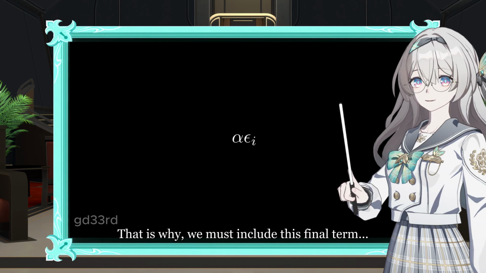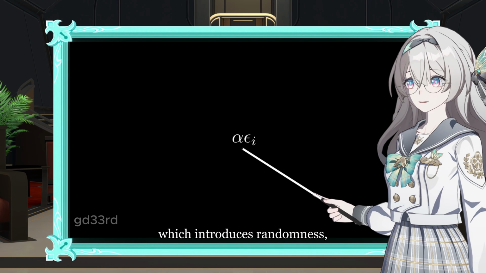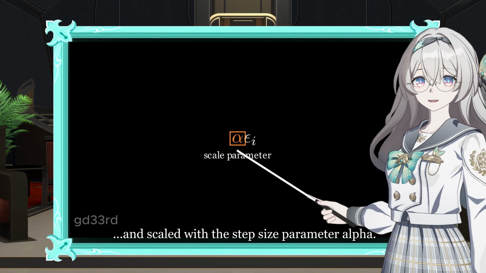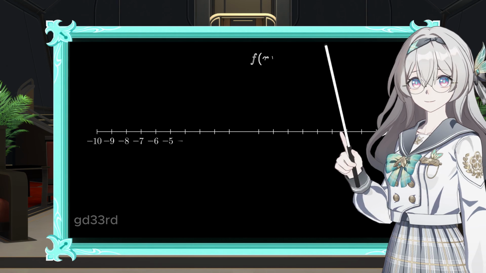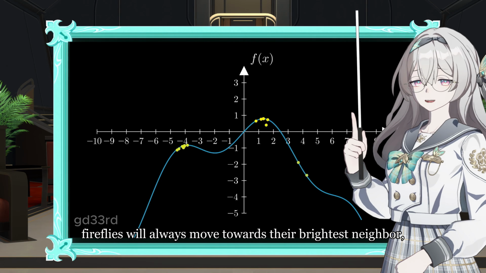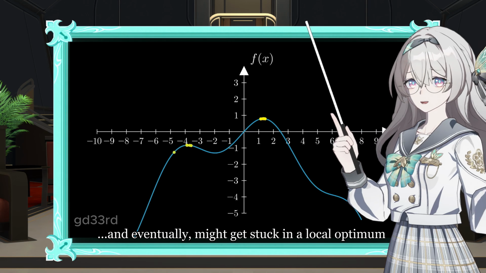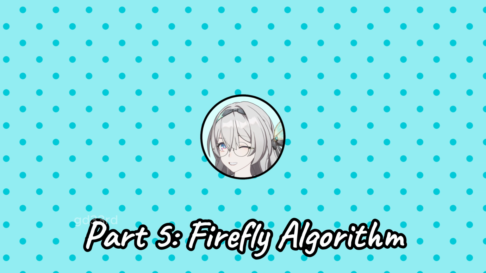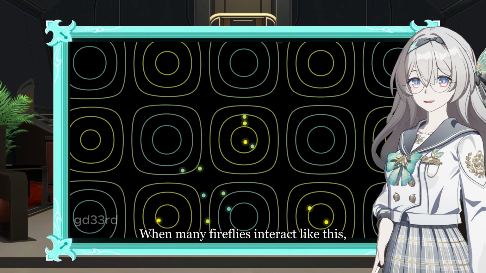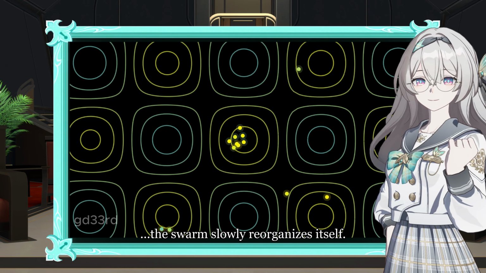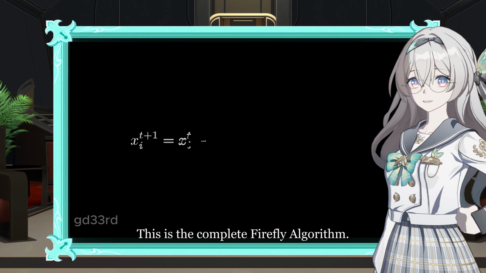That is why we must include this final term, which introduces randomness, drawn from a probability distribution, and scaled with the step size parameter alpha. This randomness is important, since without it, fireflies will always move toward their brightest neighbor, and eventually might get stuck in a local optimum and stop searching for a better solution. When many fireflies interact like this, the swarm slowly reorganizes itself. This is the complete Firefly algorithm.